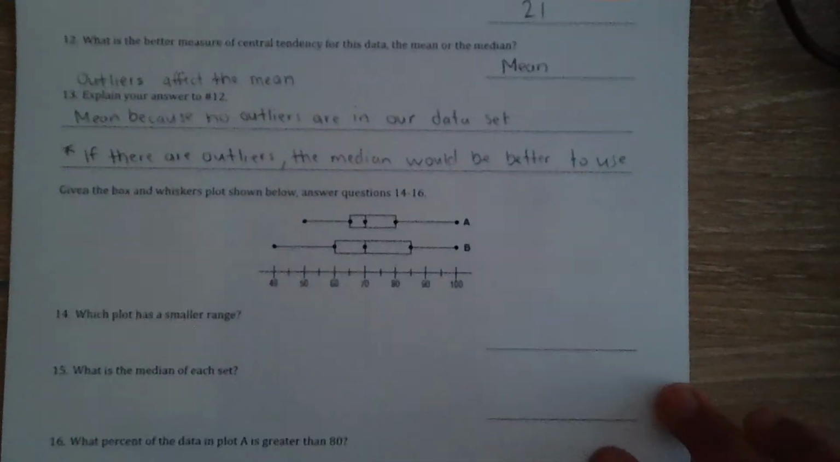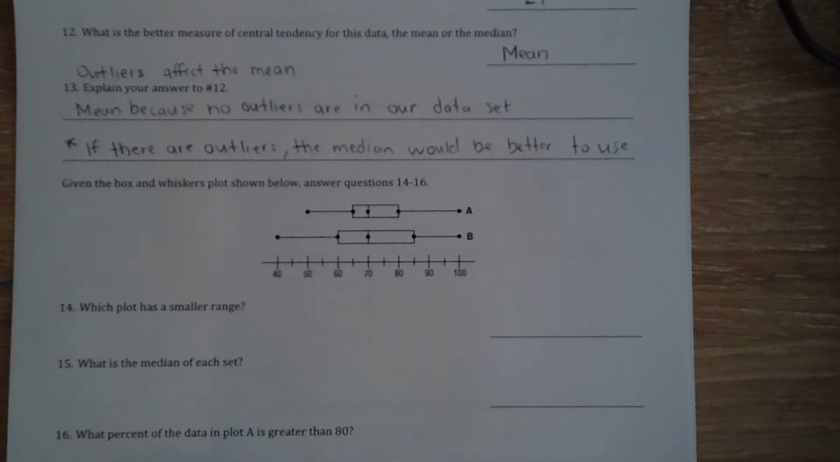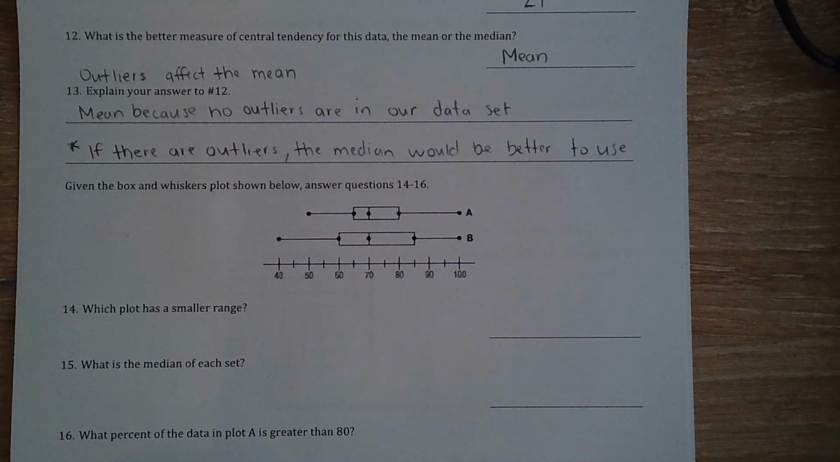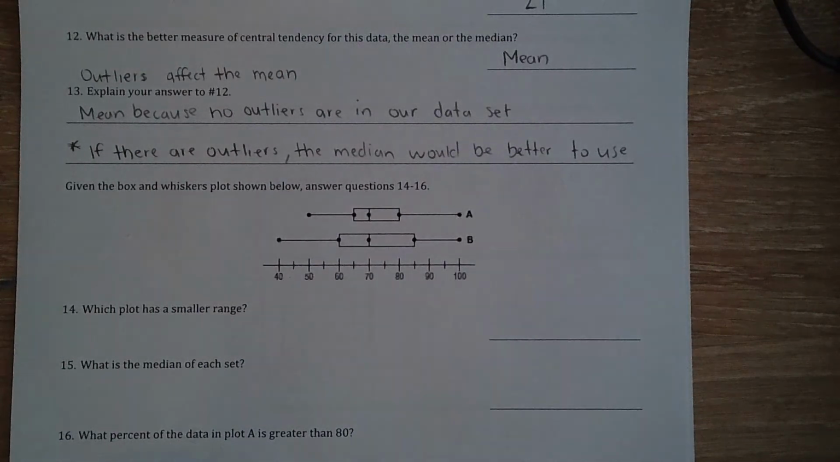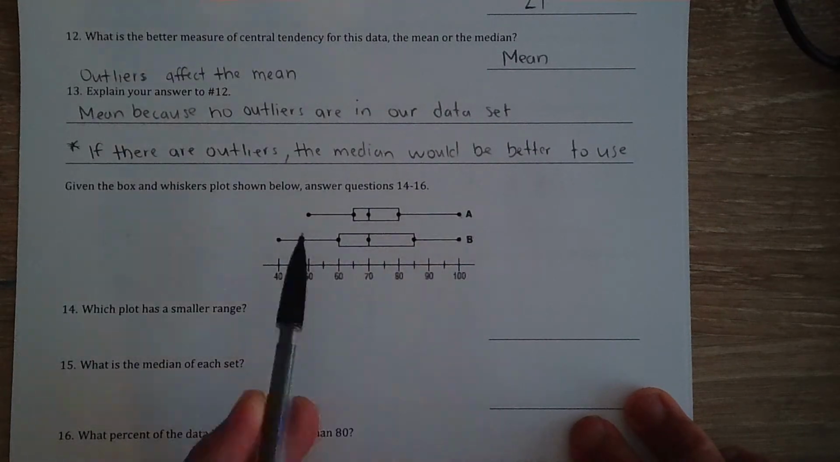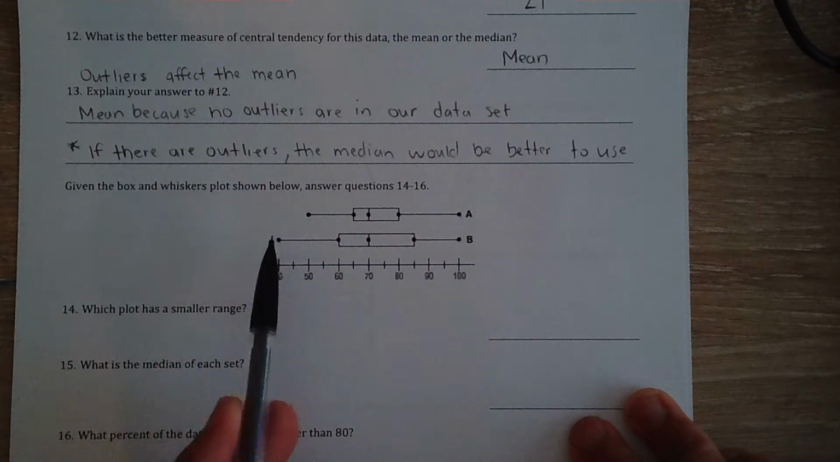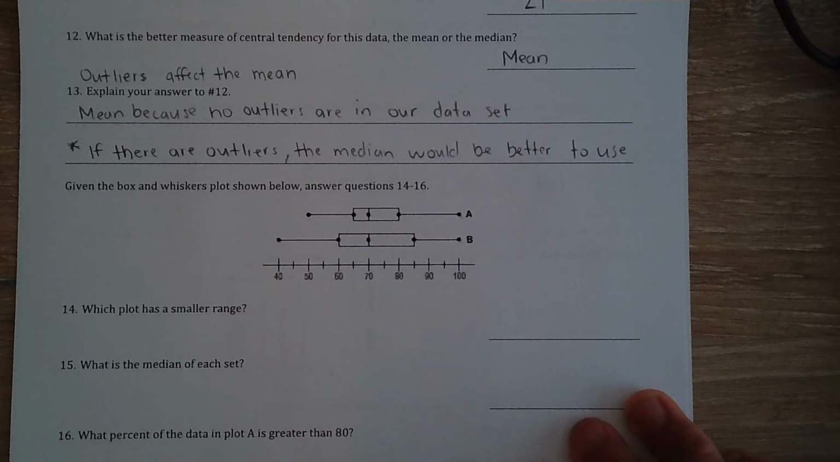All right, moving on to questions number 14 through 16. And we need to use these box plots that they give us. So, all right, 14, which plot has a smaller range? So it's not asking you what the ranges are, it's asking you which one has a smaller range. If you guys remember, the range is basically the maximum minus the minimum. So basically, just by looking at this, we know that this is our maximum, this is our minimum, and with this plot, this is our maximum, this is our minimum. So which one has the shortest distance, right? Which one has the smallest range?